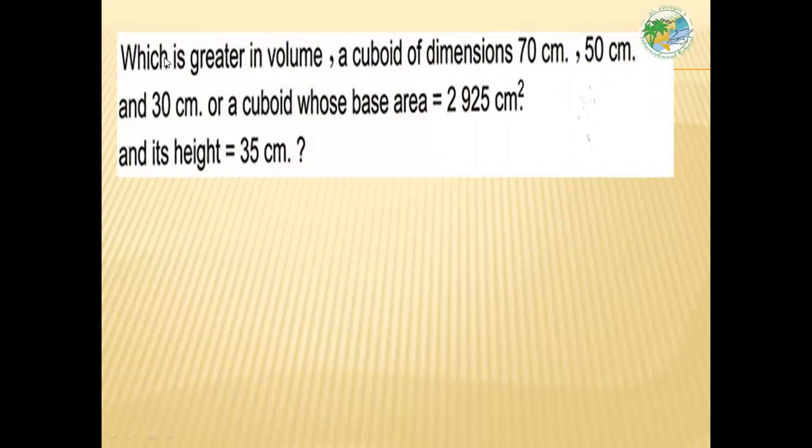The second type of questions for this lesson is which is greater in volume: a cuboid with dimensions 70, 50, 30 or a cuboid with base area 2925 and height equal 35. I will give you 1 minute to think about the answer to this question. After you try to answer, we will answer together. We will compare the two volumes. How can we compare these volumes?